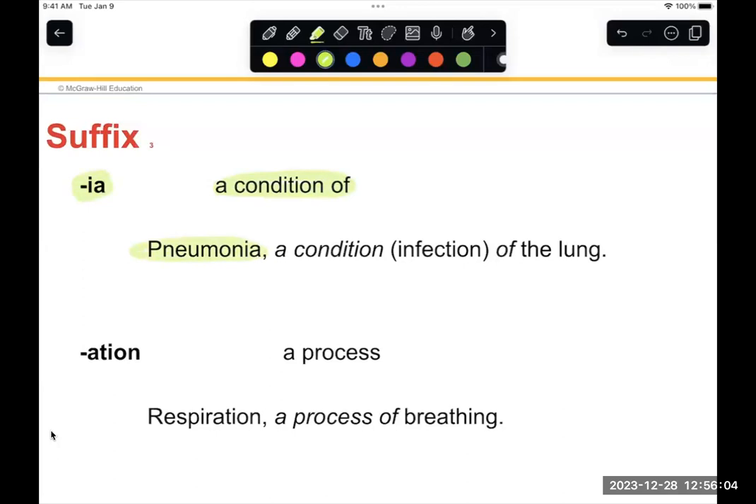In the word respiration, our suffix here, ation, is a process. So respiration is a process of breathing. My suffix starts with a vowel, so we do not need any combining vowel.